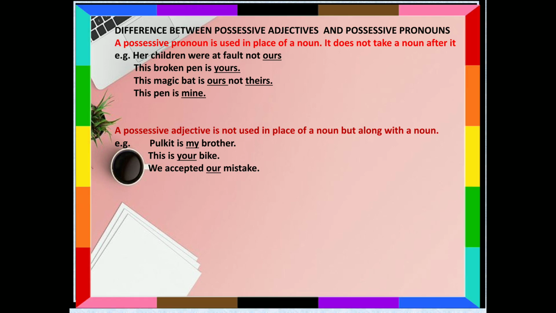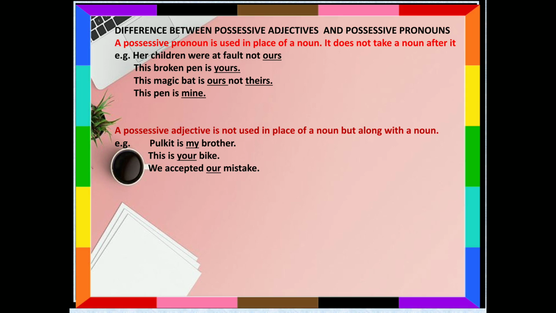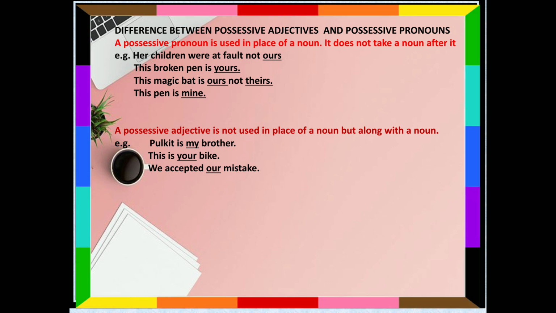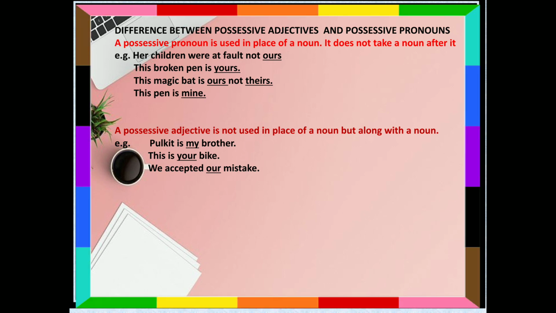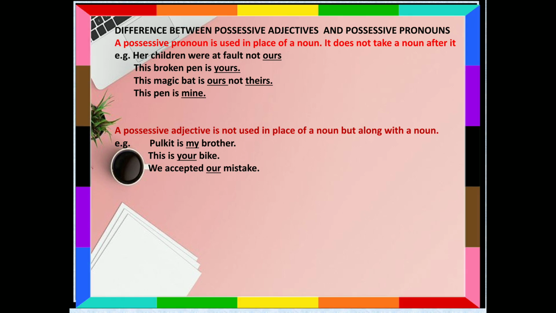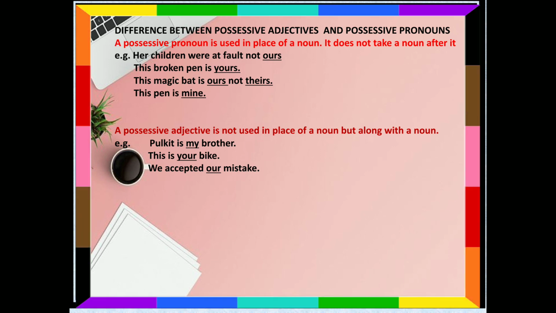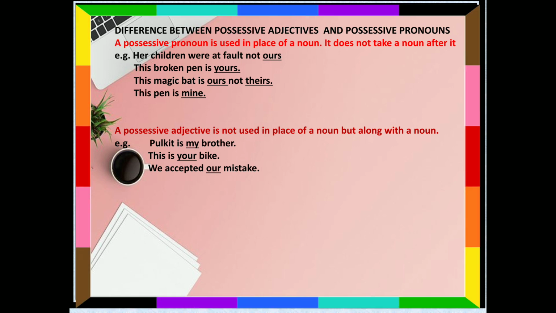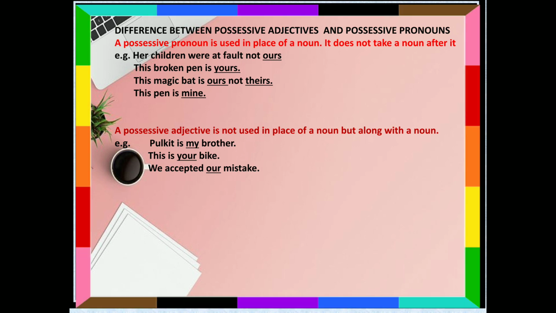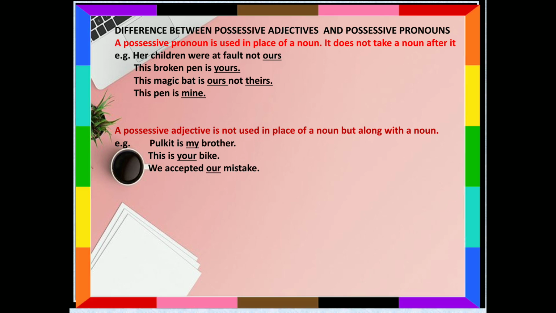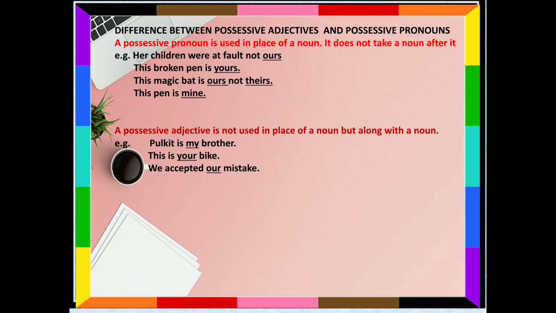Like Pulkit is my brother. So as you can see here, brother is noun and before that we have used my. So my is possessive adjective. This is your bike. Bike is noun and along with it we have used your. So your is possessive adjective. We accepted our mistake. Mistake is noun here, and before that we have used our. So it is possessive adjective.